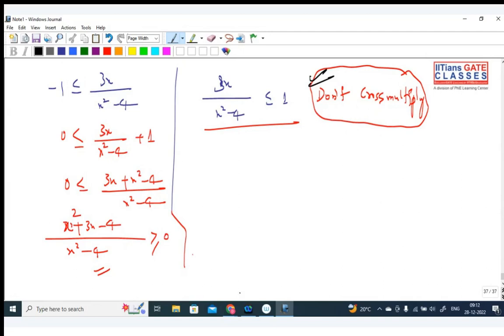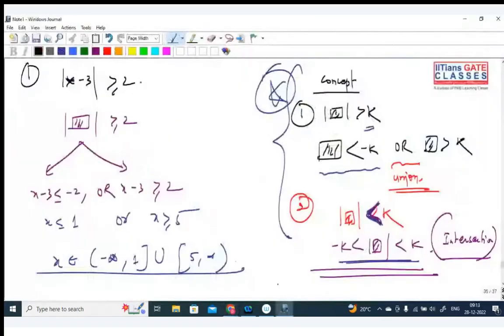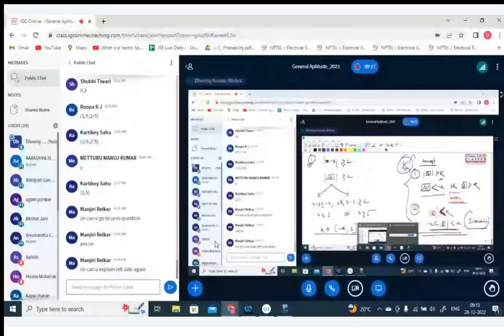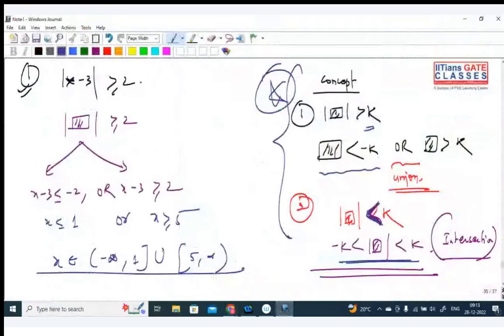How many of you understood this concept? Can you explain the left side again? Achha, theek hai. See, this is not very tough, right? So you see here, there is an inequality which is greater than something, right? So you can compare: x minus 3 is less than or equal to minus 2, okay, and it is greater than 2, right? If you make this negative, why am I doing it like this? Because if you make this negative, then the inequality sign will change, right? So you think like that, okay.